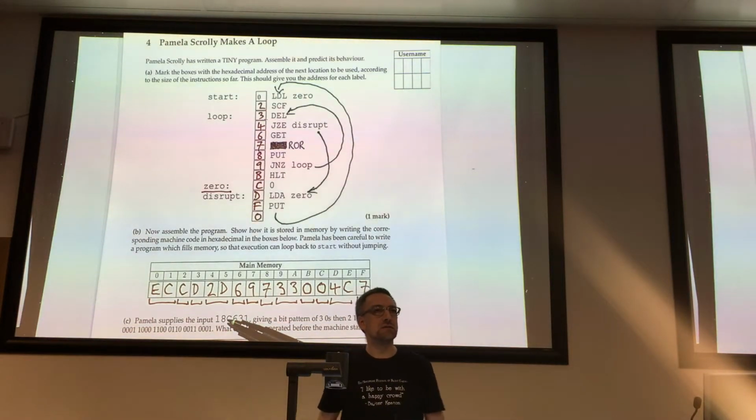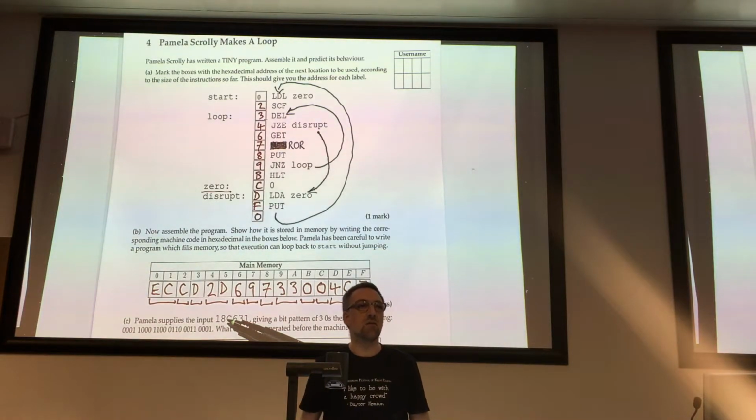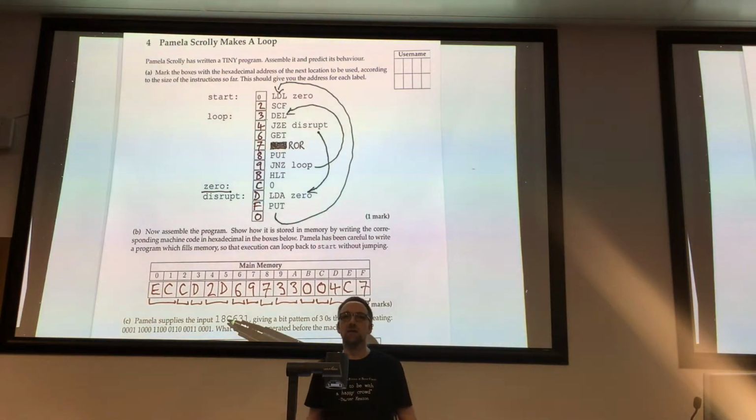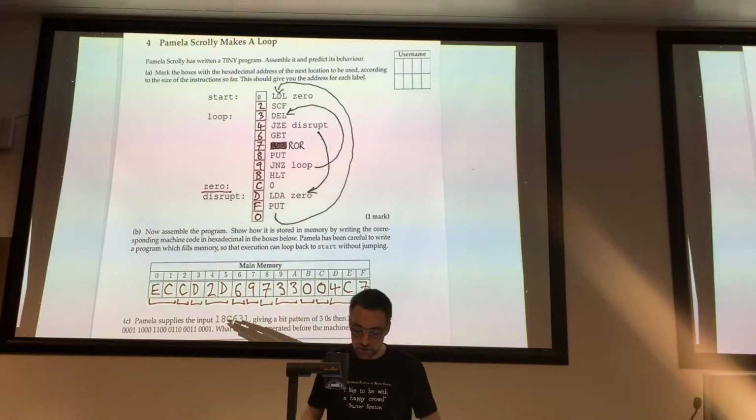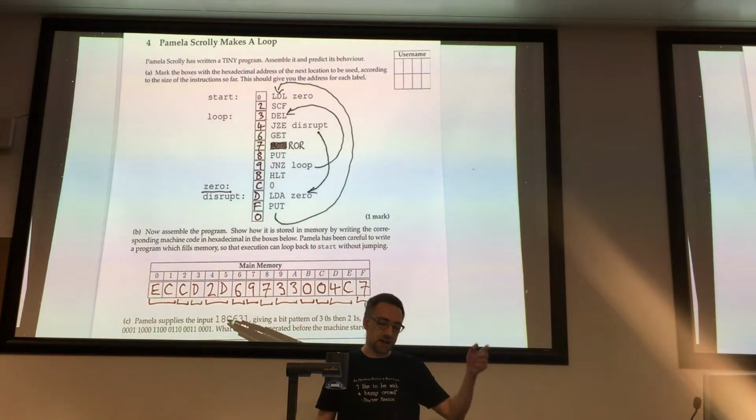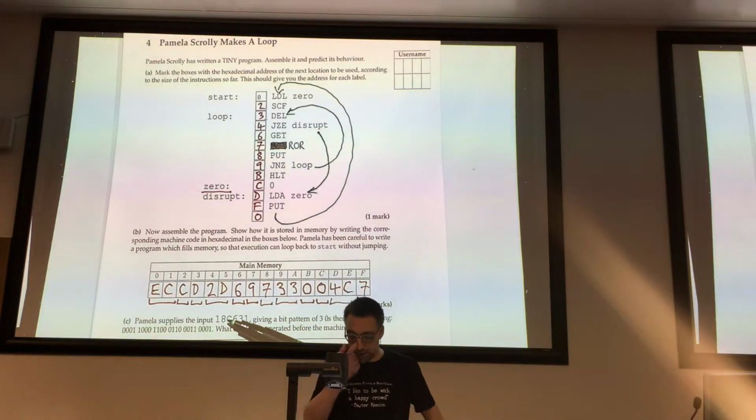What does rotate right do? Yeah. It moves every bit in the accumulator one place to the right. And it fills in the leftmost bit from the carry flag, and it pushes out the old rightmost bit into the carry flag. So it shuffles everything along by 1 bit position, using the carry flag as the source for the new leftmost and the destination for the old rightmost.